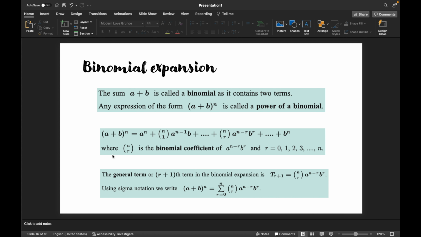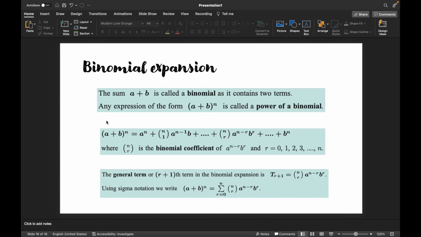The next topic is binomial expansion. We know that the sum of a and b is a binomial, and it consists of 2 terms. And any expression of the form a plus b whole to the power of n is called a power of a binomial. We know the expansion of a plus b whole squared, right? It's going to be a squared plus 2ab plus b squared. And similarly, a plus b whole cubed, a plus b to the power of 4, and so on. These are all binomial expansions.